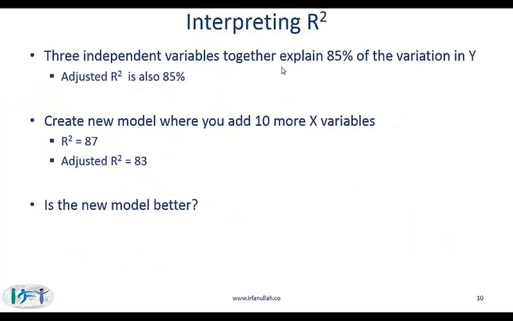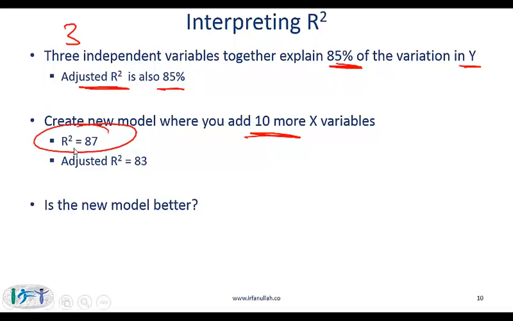3 independent variables together explain 85% of the variation in Y. So you are being told that the R squared is 85%. Let's say that with 3 independent variables, the adjusted R squared is also 85%. Then you create a new model where you add several more independent variables. And would R squared go up? So R squared goes up, not by a whole lot, but it goes up. What happens to adjusted R squared?